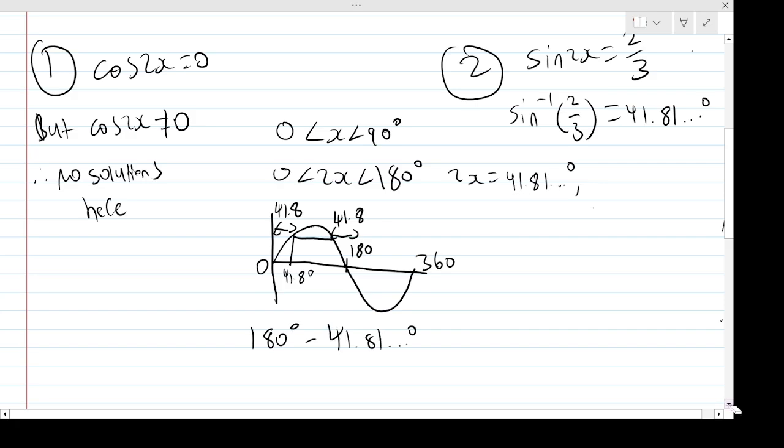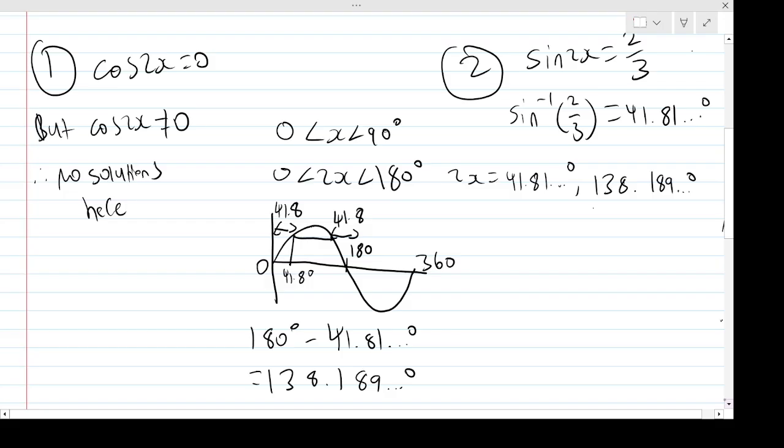So if we do that, we get 138.189 and so on degrees. If we put that here, my next solution will be 138.189 degrees. And so that's my first two solutions. Then to get more, we would have to add 360, because then it'd be repeating by 360 degrees.